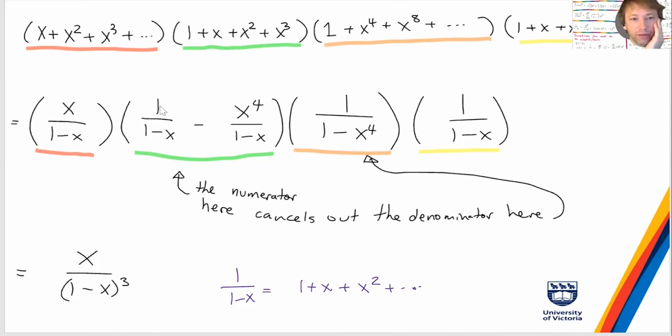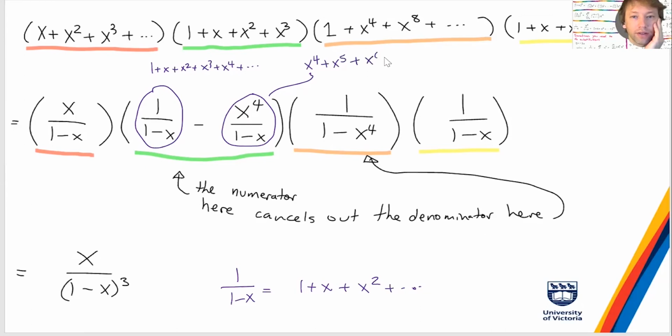The second one, similar to what we did before when we were doing inclusion exclusion: if I take 1 over 1 minus x, that gives me 1 plus x plus, to infinity. If I take that thing times x to the 4, that gives me all the powers that are 4 or larger. So if I subtract this one from that one, it'll cancel out x to the 4, x to the 5, etc.